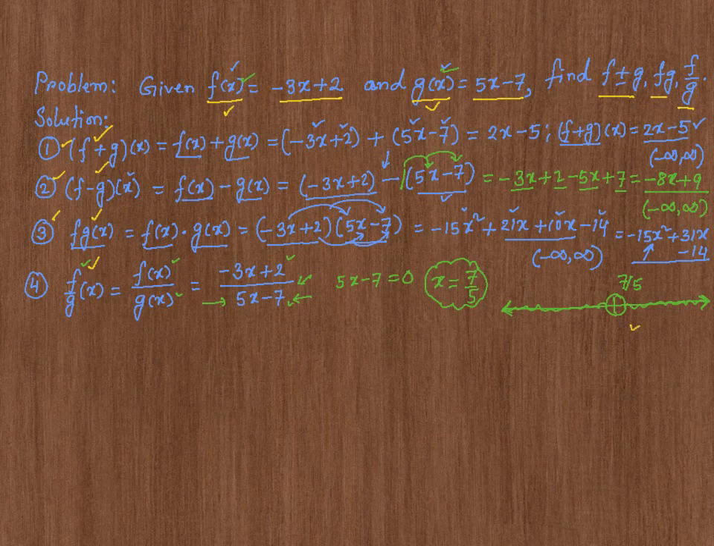For division, our domain is different. Our domain is going to be, in this particular case, from negative infinity to 7 over 5, you do not include that point, union, open parenthesis, 7 over 5 to positive infinity. And that's how you find the domain of the new function, particularly when you are doing division of one function by another. You want to make sure that the denominator does not become 0 for any value of x. For that value of x, the function will be undefined.